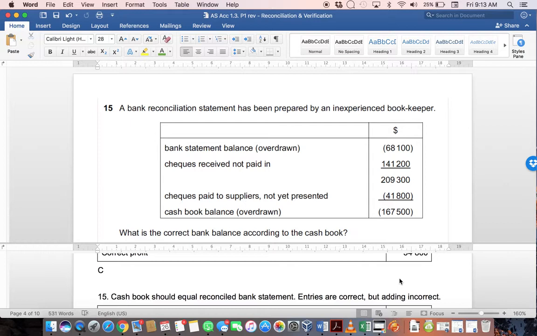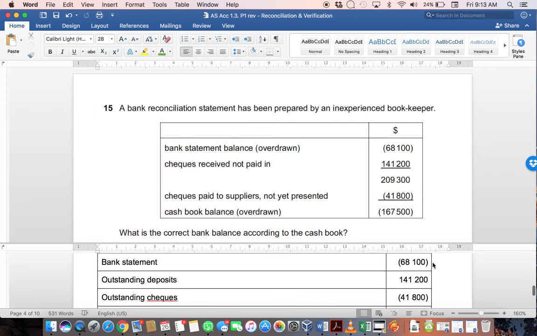Keep in mind that the cash book balance should equal the reconciled bank statement balance. In other words, the bank statement balance, add and subtract any outstanding deposits and payments that the bank is not yet aware of. So if we go back and have a look at this, there were outstanding checks that we received, in other words, outstanding deposits, and outstanding checks or payments made. Those do need to go in, and you would add your deposits and you would subtract your payments.